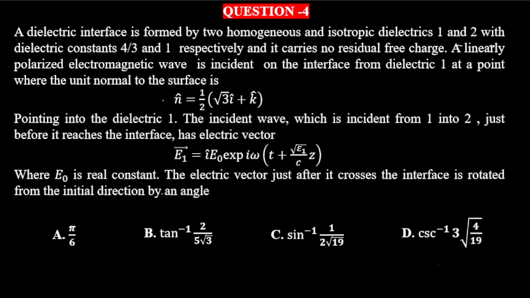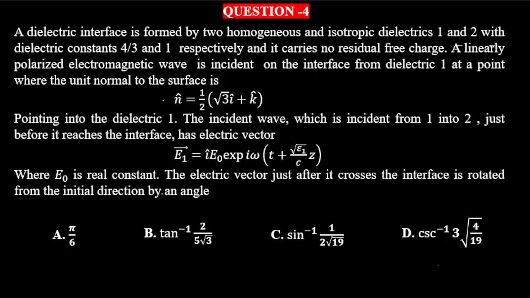So what has been asked in this question is that a dielectric interface is formed by two homogeneous isotropic dielectrics, dielectric 1 and dielectric 2, with dielectric constants 4 by 3 and 1 respectively. And it carries no residual free charge. A linearly polarized electromagnetic wave is incident on the interface from dielectric 1 at a point where the unit normal to the surface is this, pointing into dielectric 1.